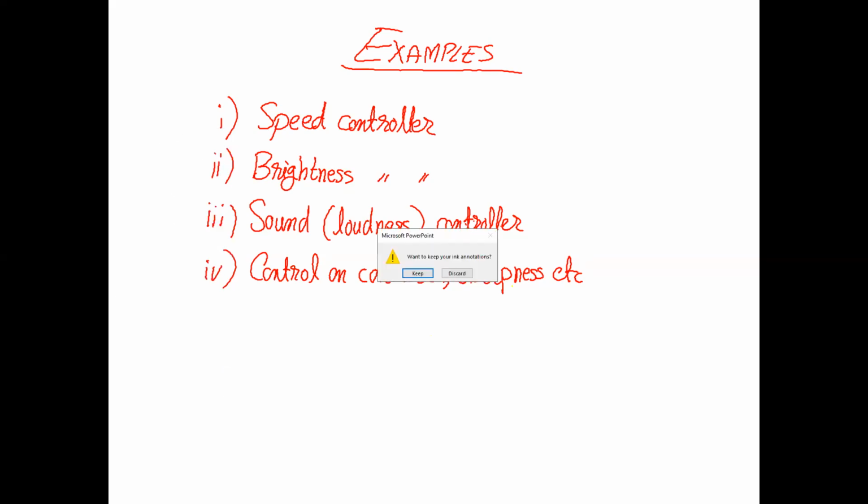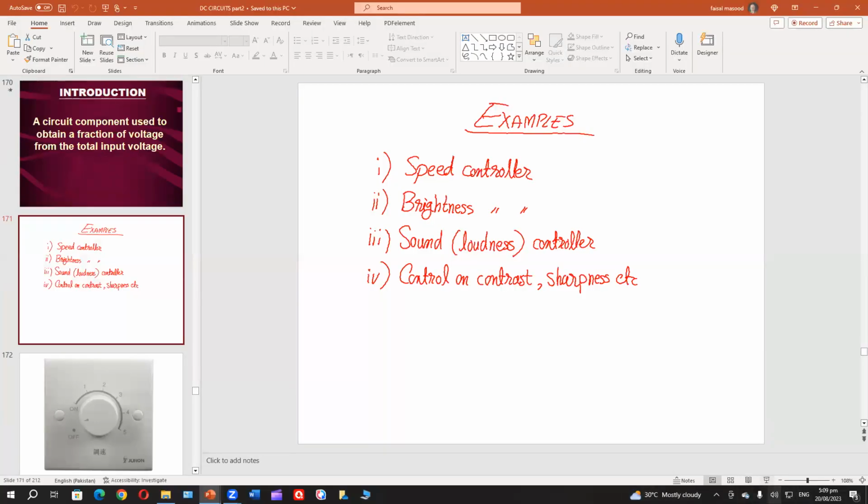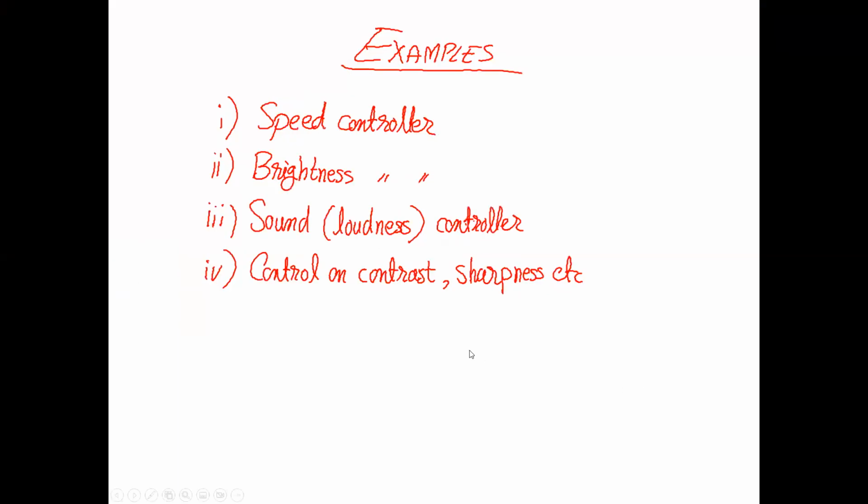Now I show you something on my desktop and you can tell me what this is. I'm moving the slider. What is this? It is a sound controller. It controls loudness. Yes, sound controller.